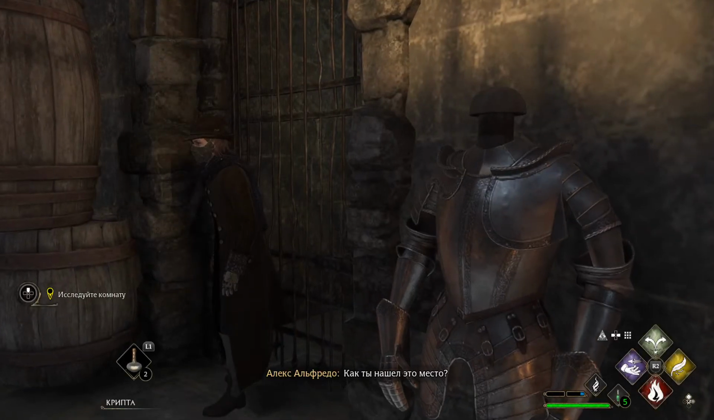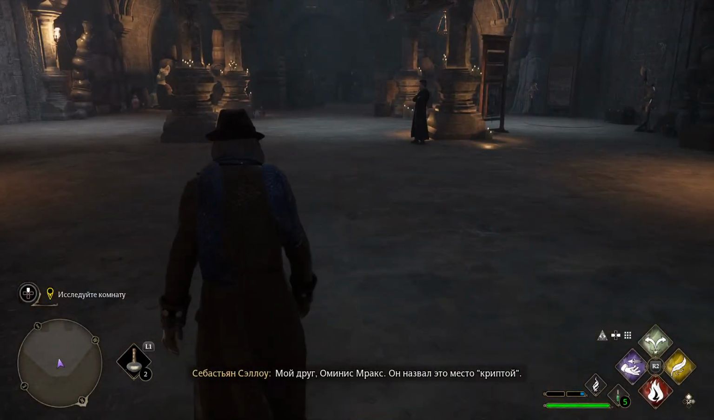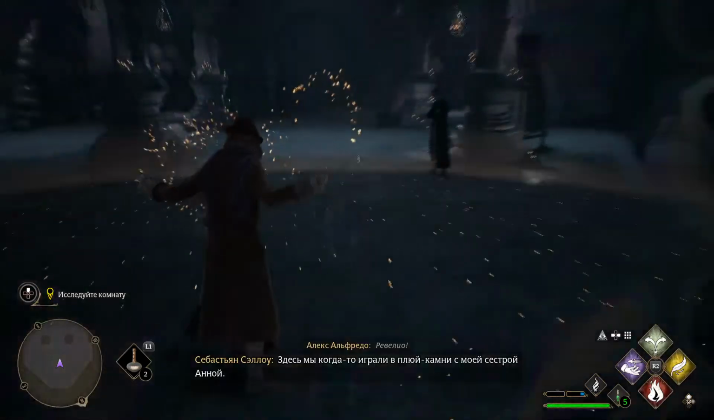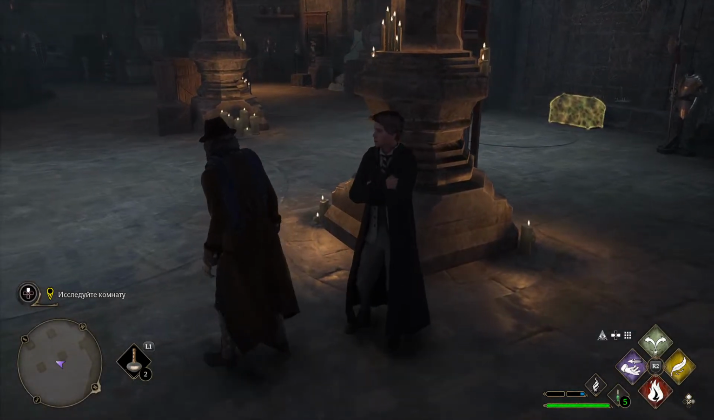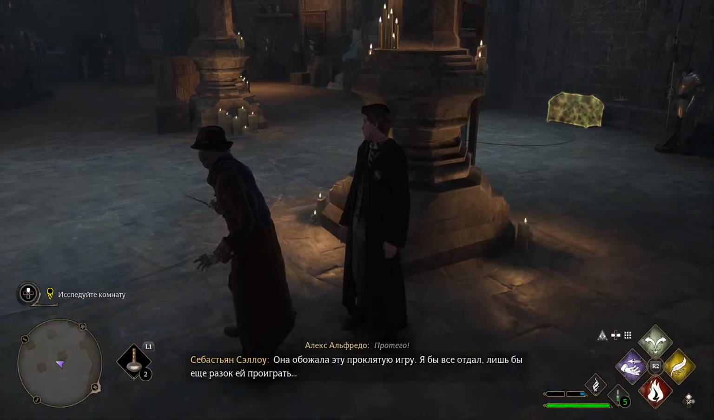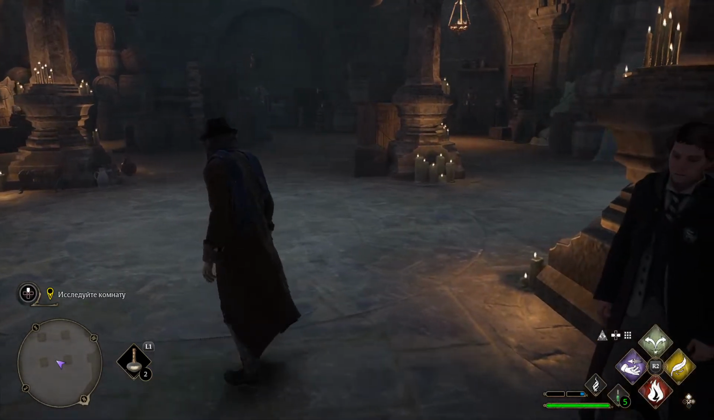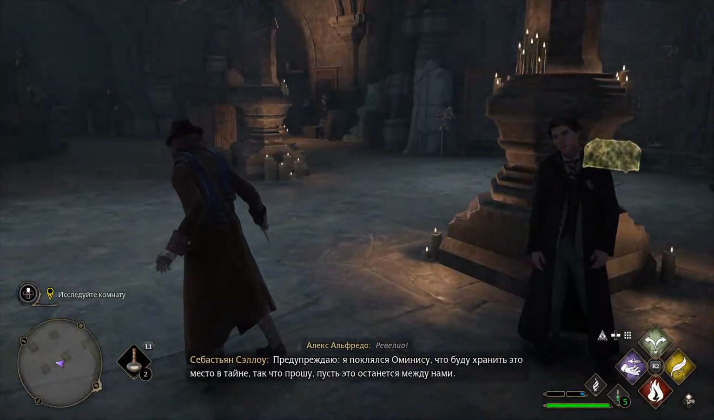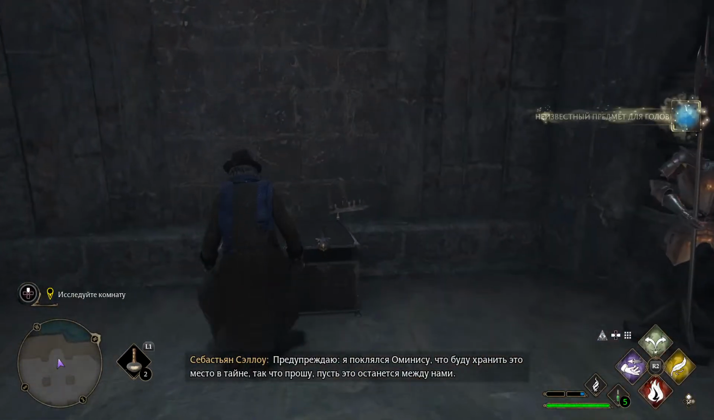How did you find this place? My friend, Ominous Gaunt. He named it the Undercroft. Revelio. We used to play gobstones here all the time. With my sister, Anne. Protego! She loved that infernal game. What I wouldn't give to lose to her again. I should tell you, I swore to Ominous I would safeguard this place. So please, keep this between us.